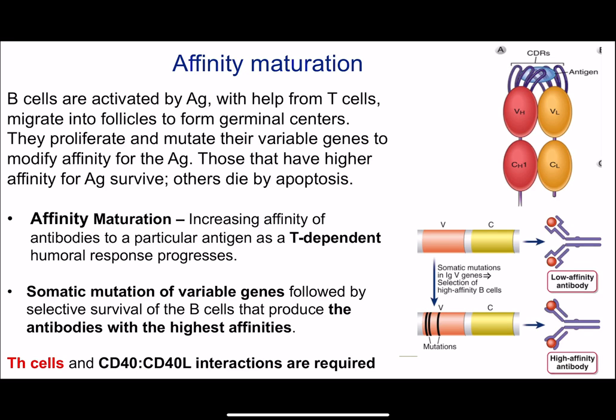The adaptive immune system is really complicated, and this whole process, somatic hypermutation, affinity maturation, isotype class switching, takes 3 to 5 days to be complete. But once it's done, it's great.